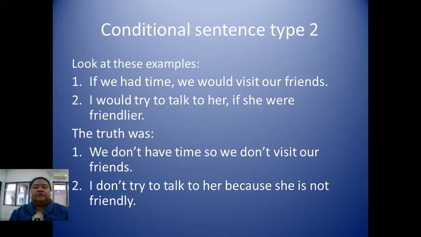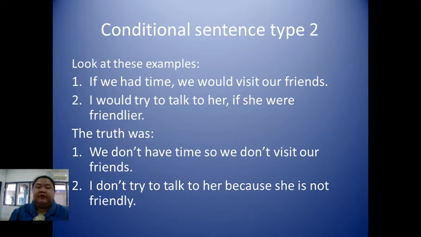In type 2, I give you two examples here. Number one, if we had time, we would visit our friends. And the second one, I would try to talk to her if she were friendlier. So for the first one, if we had time, we would visit our friends. The truth was, we don't have time, so we don't visit our friends.